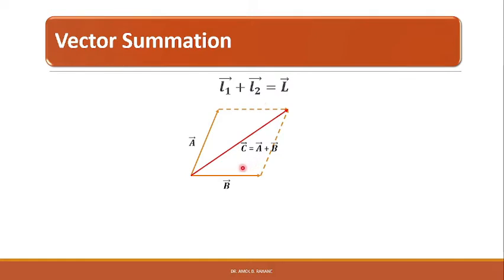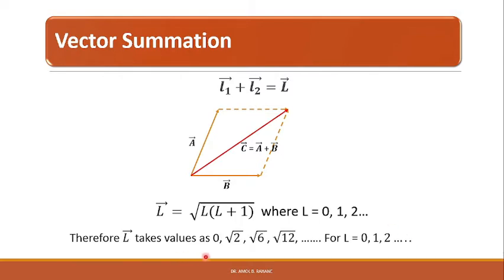So we can do the summation with the laws of vector addition, so that the resultant we express as L vector is equal to square root of L into L plus 1, where L takes values such as 0, 1, 2 up to infinity. Therefore, L vector takes values as 0, square root of 2, square root of 6, square root of 12 for different L values ranging from 0 to infinity.